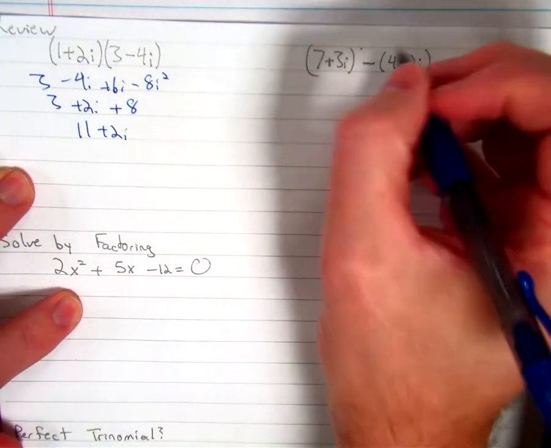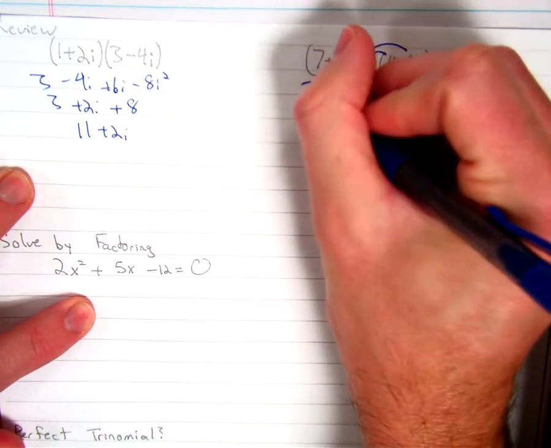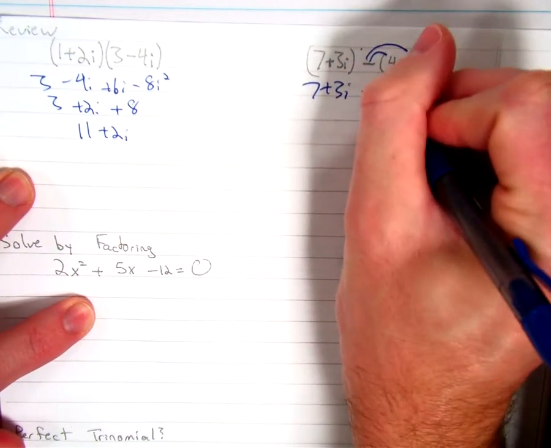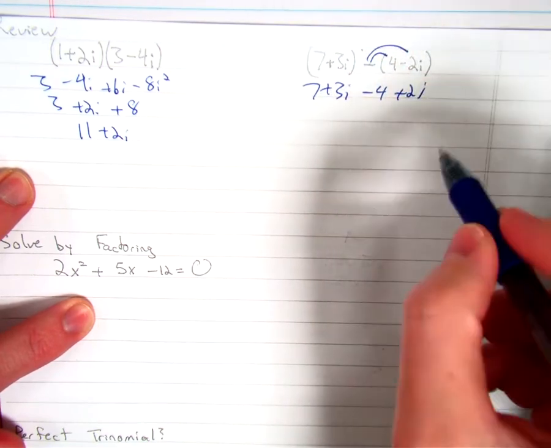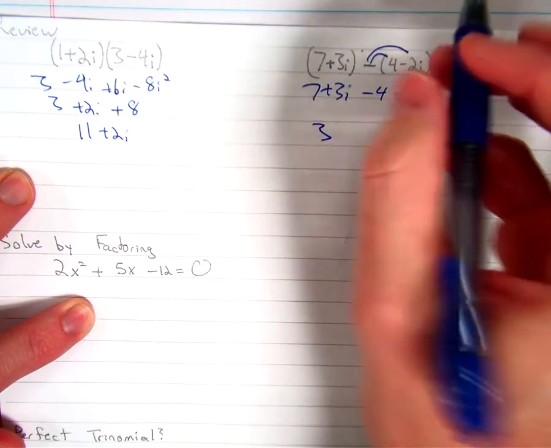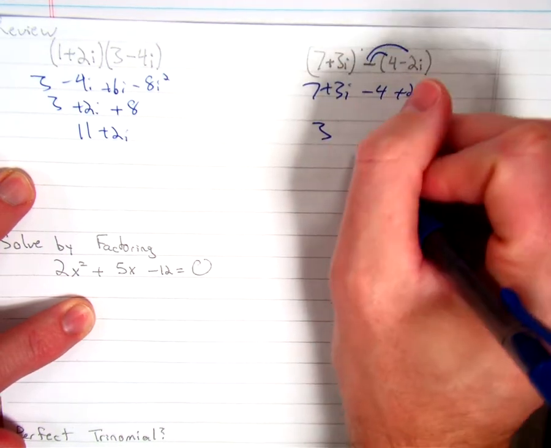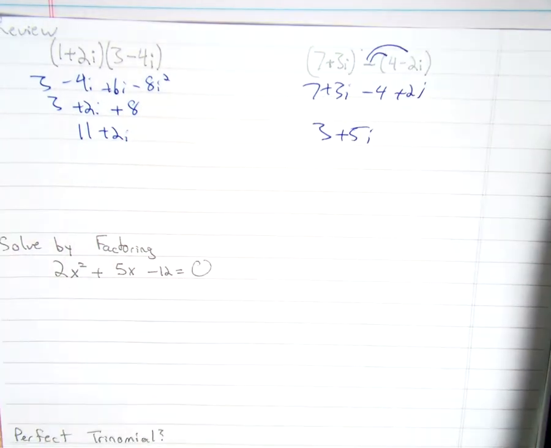Over on this side, this is subtraction. So subtraction will distribute that negative. So that's going to be a negative 4. Now it's going to be a positive 2i. So 7 minus 4 is 3. 3i and a positive 2i. It's going to be plus 5i.